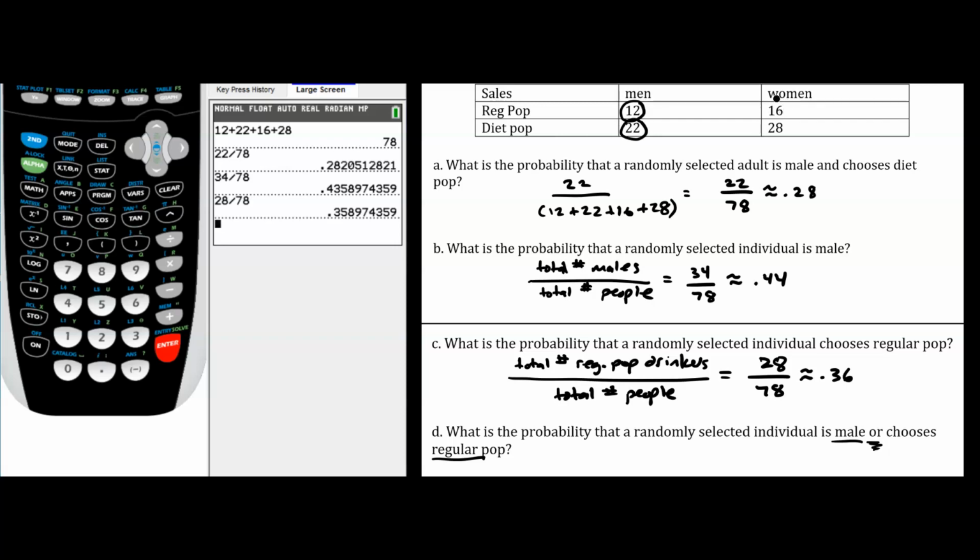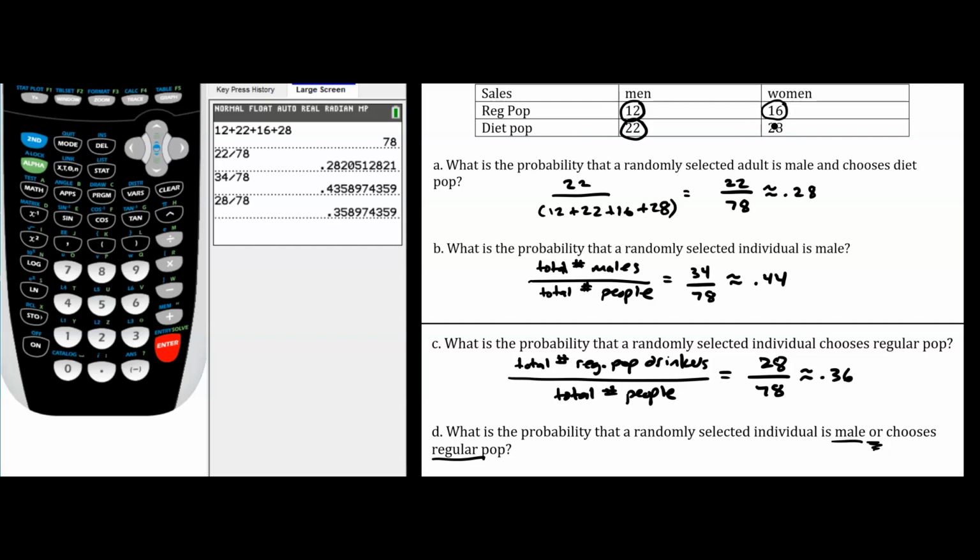Are these 16 people right here males or regular pop drinkers? Well, they're not males, but they are regular pop drinkers, and so again, I'm going to be including that. And then in this cell, are these males or regular pop drinkers? Well, they're not males, and they're also not regular pop drinkers, so I would not be circling this.